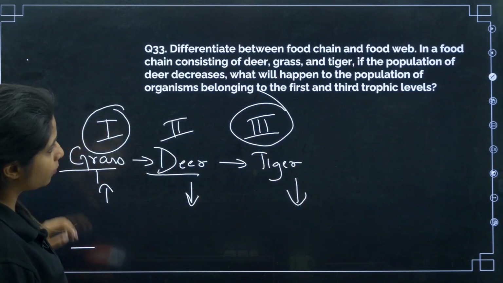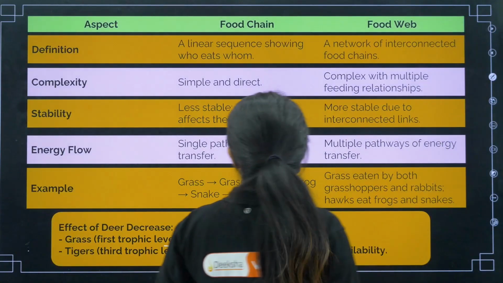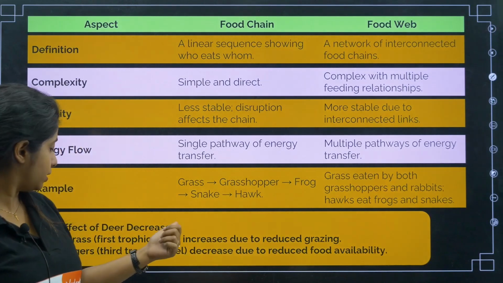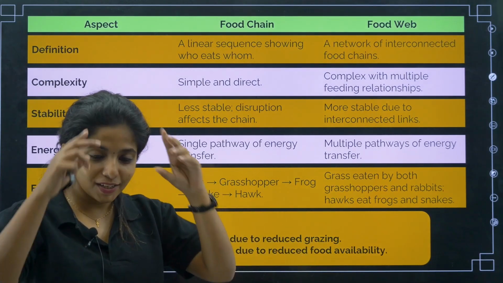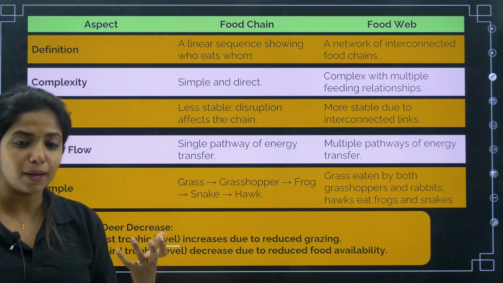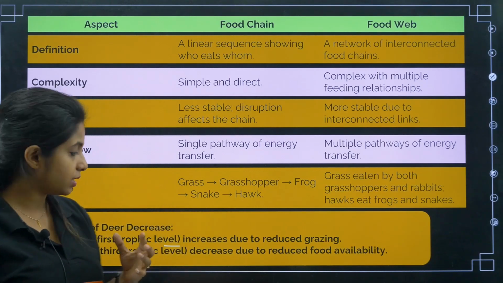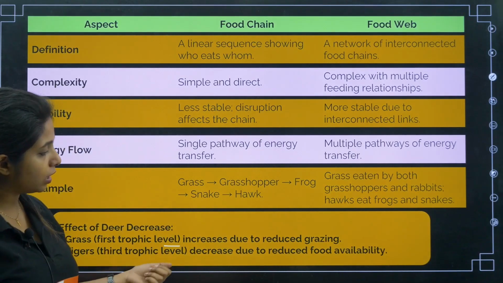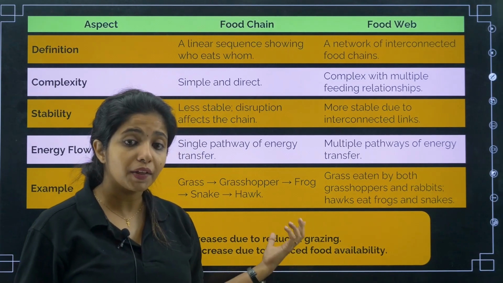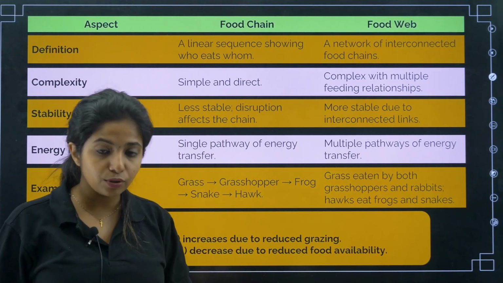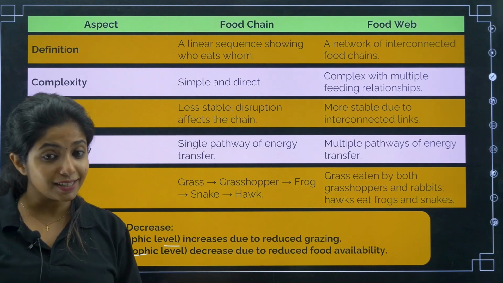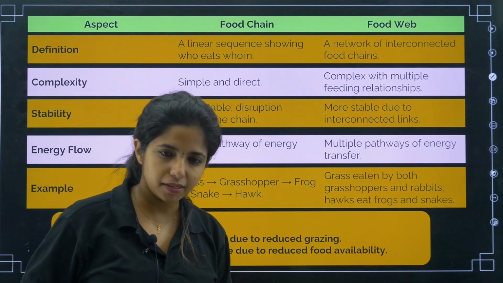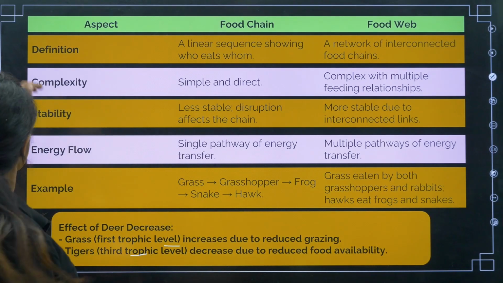Okay, how do you frame your answer? Let's see. Effect of deer decrease: grass, first trophic level, increases due to reduced grazing. There is no organism to eat it up, which is why there is reduced grazing. What about tigers? Third trophic level decreases due to reduced food availability. There will be less food available, which is why that also decreases. That is, deer are less, so tigers are really, really hungry. Cool? Chalo.